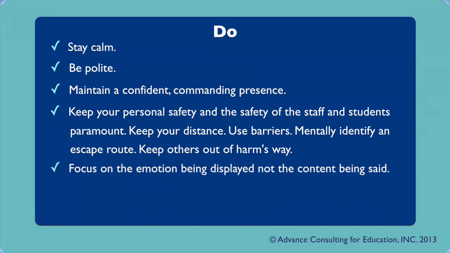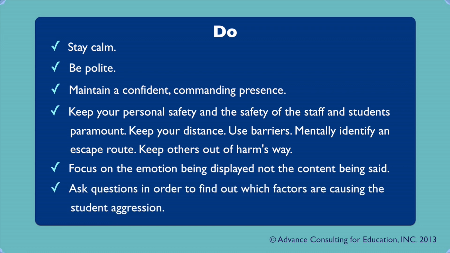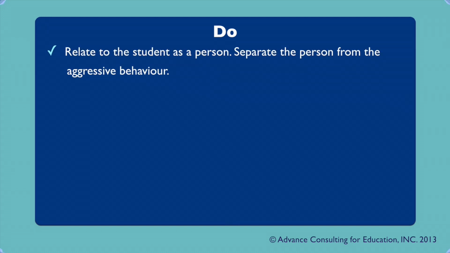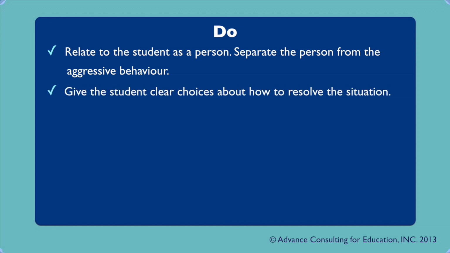Focus on the emotion being displayed, not the content being said. Ask questions in order to find out which factors are causing the student aggression. Relate to the student as a person. Separate the person from the aggressive behavior. Give the student clear choices about how to resolve the situation. Exhibit empathy, but not sympathy.